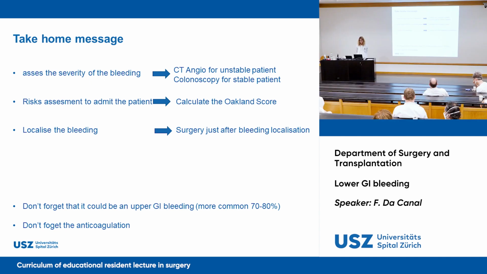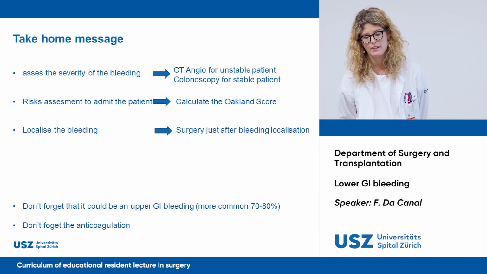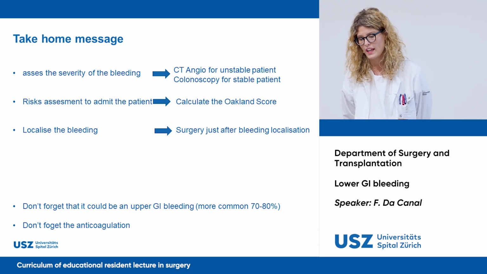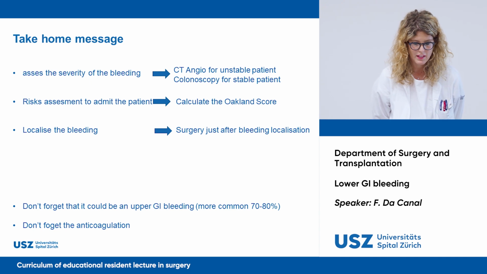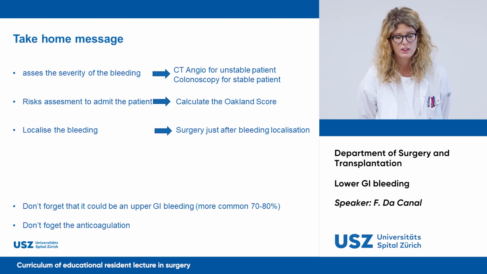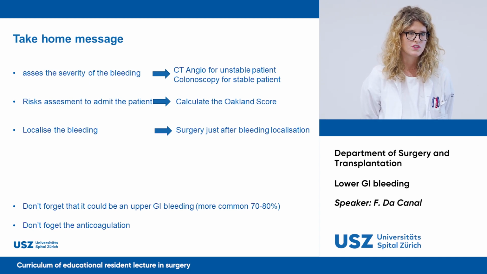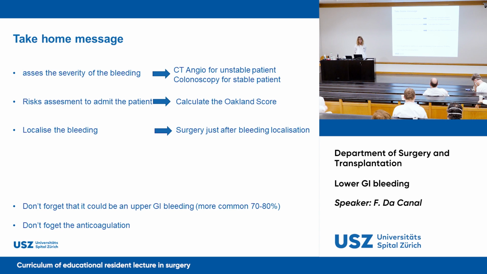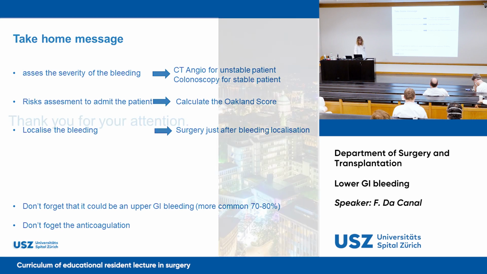The surgery has to be performed in lower GI bleeding just after the localization of the bleeding, and it always has to be connected with the cause of the bleeding. Don't forget that it could be an upper GI bleeding, which is much more common than a lower GI bleeding. And don't forget to ask if the patient is taking an anticoagulation medicine.